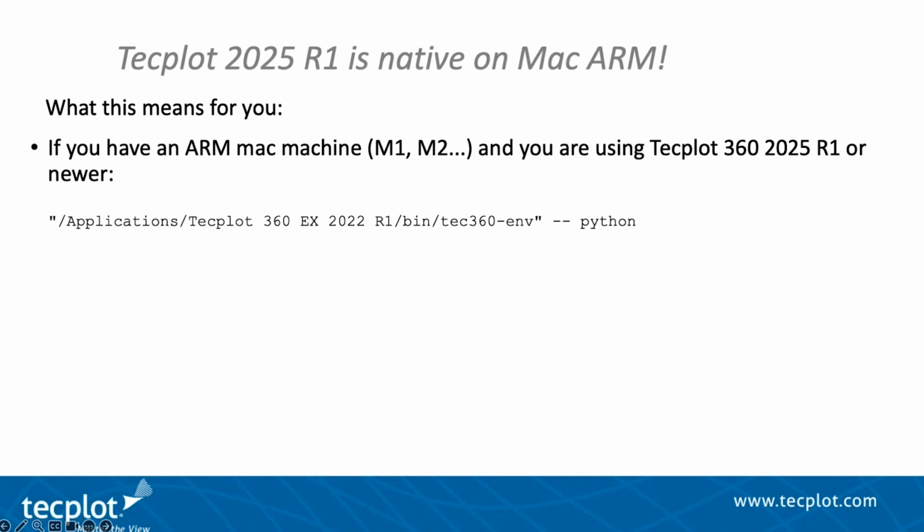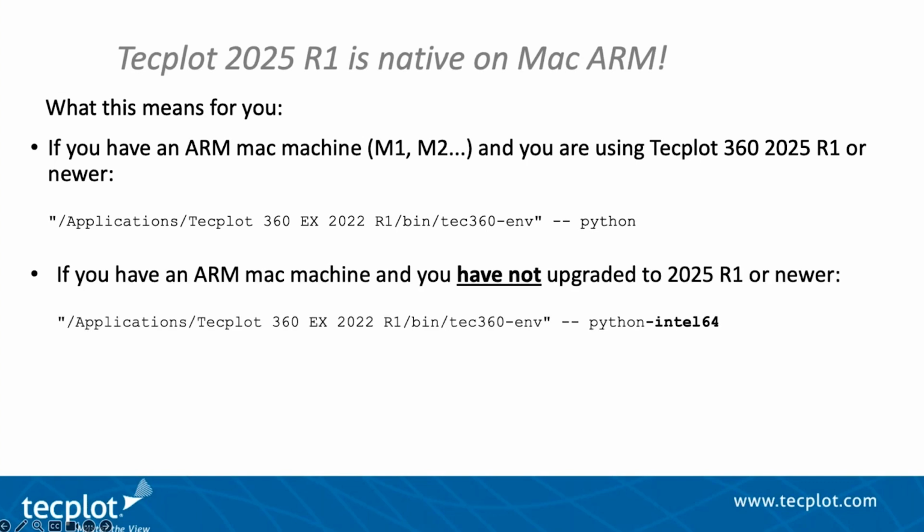And you are using Tecplot 360 2025 R1 or newer, you no longer need to invoke that Intel 64 version of Python as you saw me do today. It should be native. Now, on top of this, there's also probably going to be improvements across the board because, right, we're no longer emulating the x86 architecture. We are running an ARM version of 360 on ARM machines.